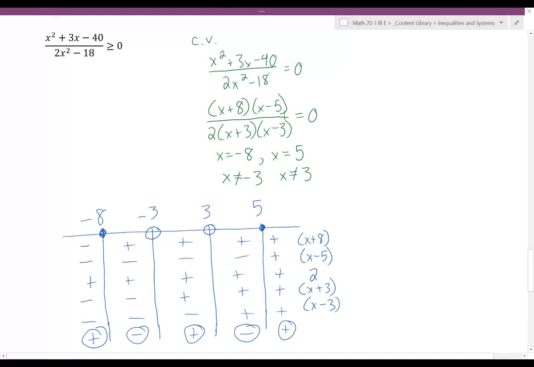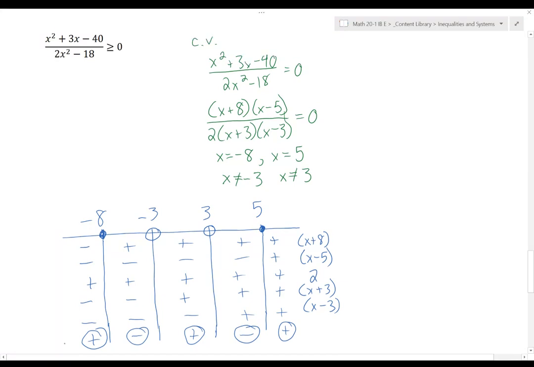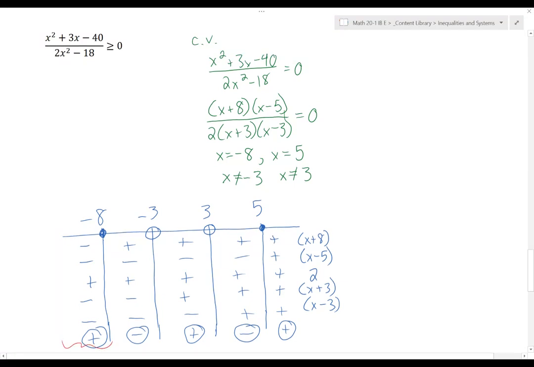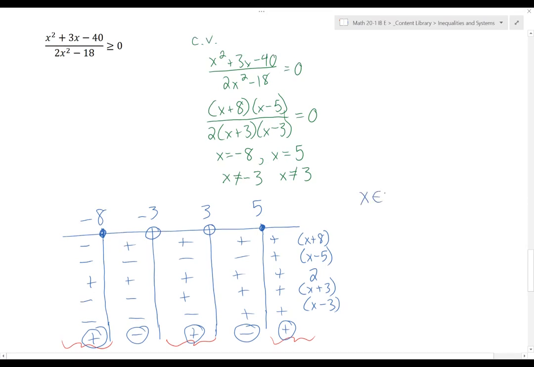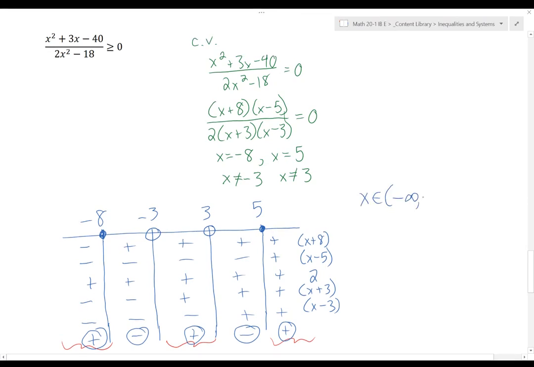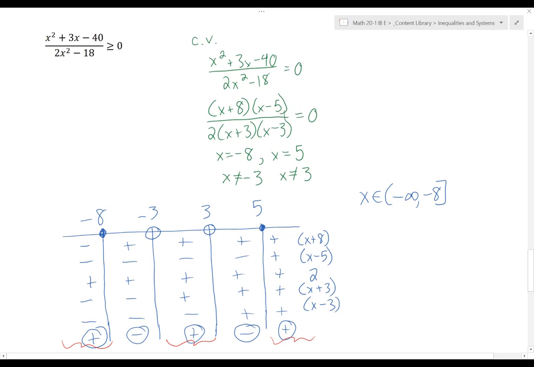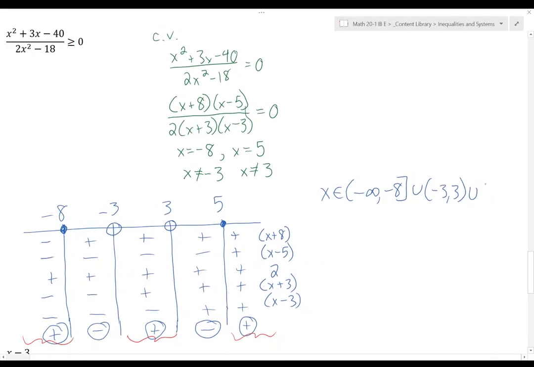I'm looking for the ones that are greater than or equal to 0. So the intervals where the overall fraction is positive. So I actually have 3 intervals here. So x is an element of the interval from -infinity to -8, where the -8 is included, or -3 to 3, they are not included, or 5 to infinity, where the 5 is included.